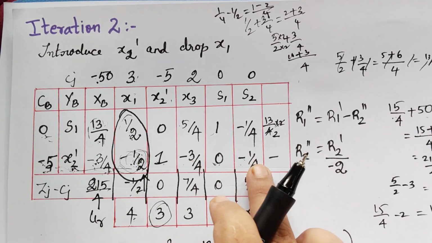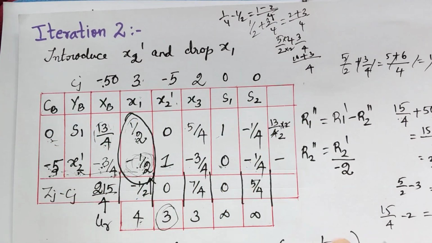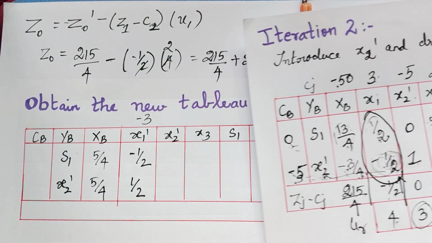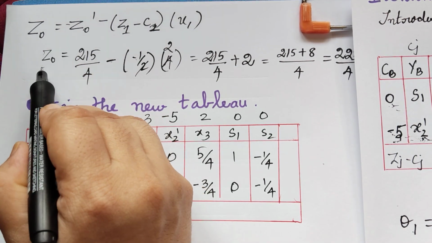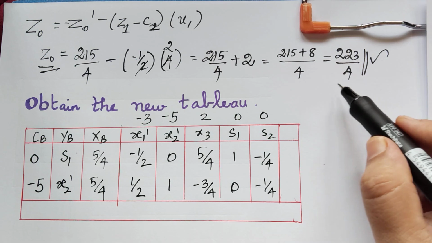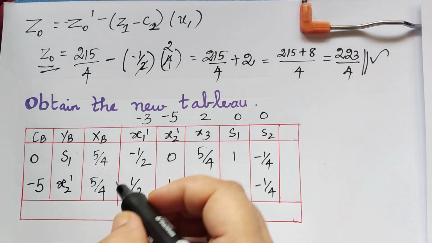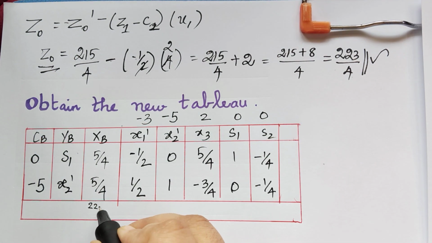The rest all remain the same as it is, however it is in this table. The remaining all we have to redo. So we have written all that, and this Z0 is also updated. That also we will fill. It has been updated as 223 by 4. So this is 223 divided by 4.